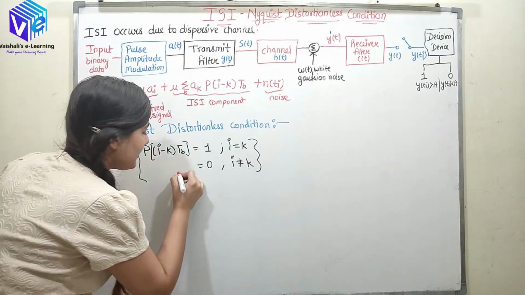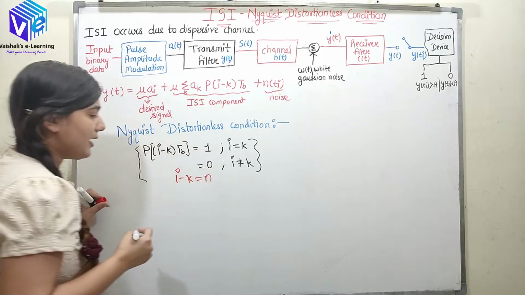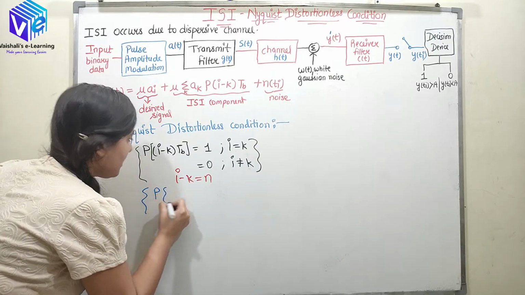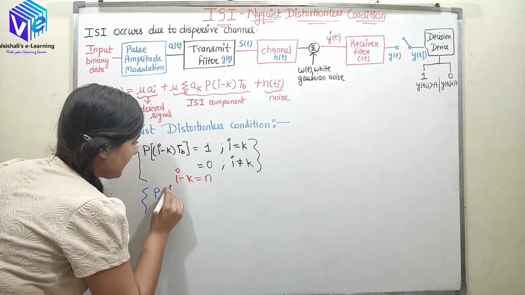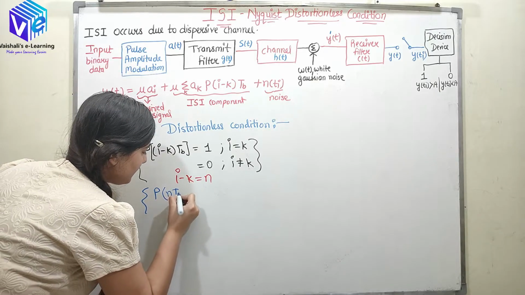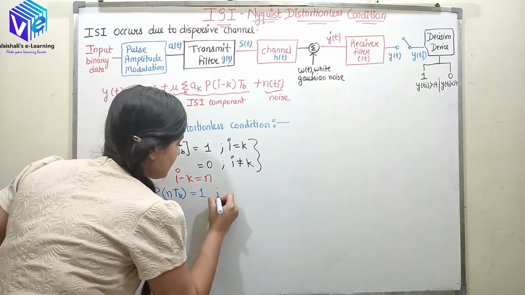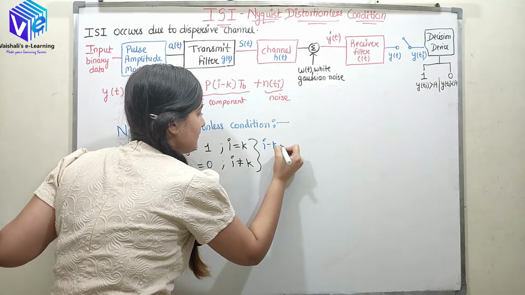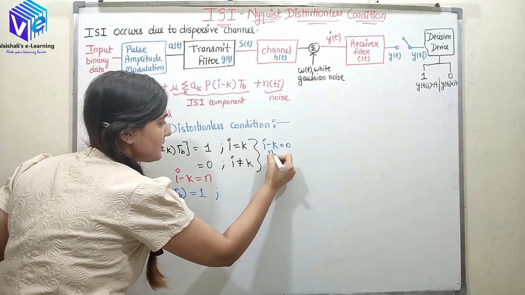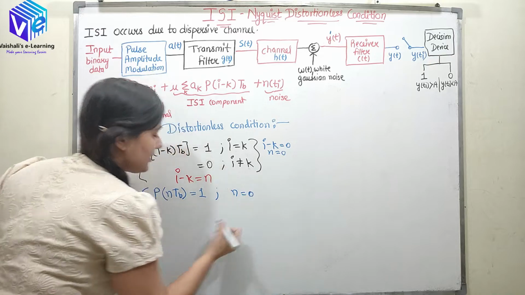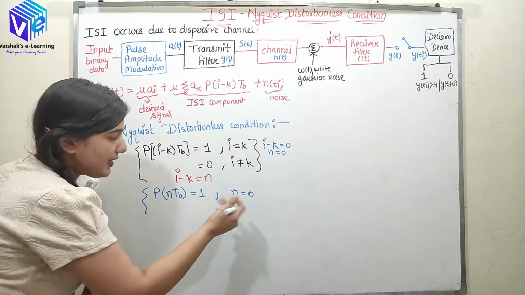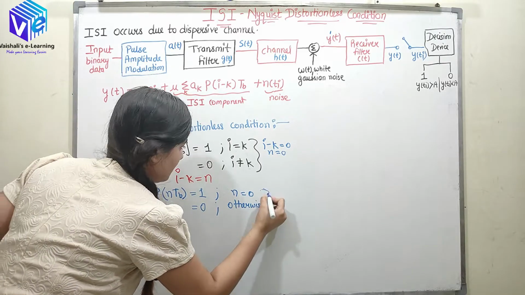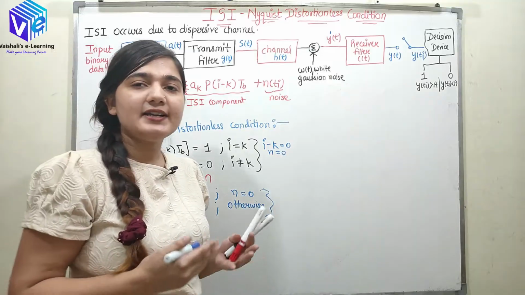Now if I take i minus k equal to n, this equation will change. So how can I represent it? I have taken i minus k equal to n, so p(nT_b) is equal to 1 when i minus k is 0, that is, n equal to 0, and it is 0 otherwise. So now this is the simplified Nyquist equation.